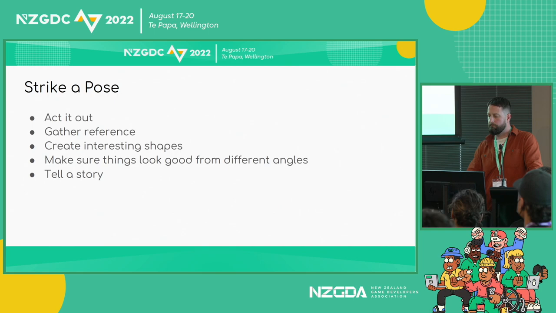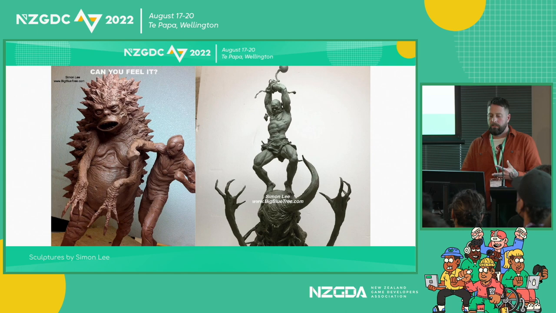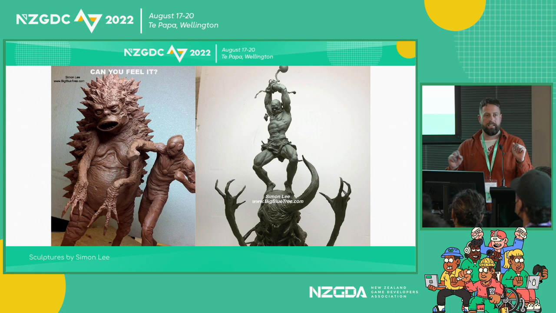And most importantly, tell a story with what you're doing. So this is a guy, Simon Lee. He's a practical sculptor who works mostly in films, but a lot in games. He does this kind of sketchy style of sculpting. But the reason I have it up here is in terms of creating dynamic poses, and telling stories through the way that you're posing something. There's really not a lot of detail.